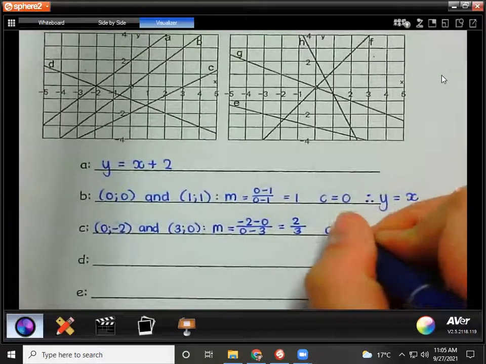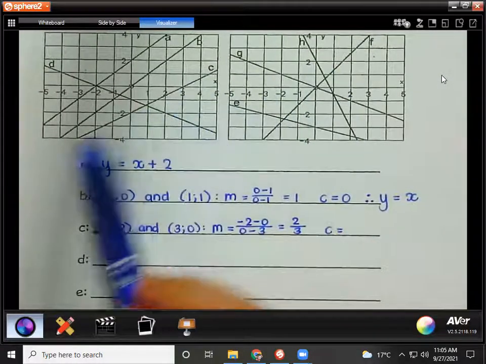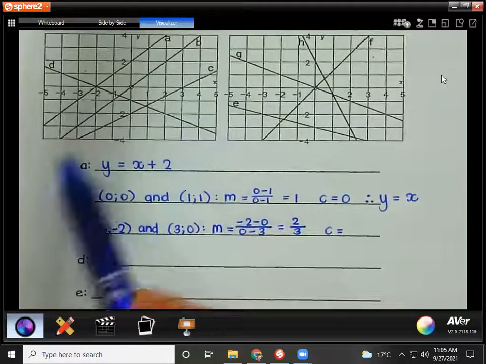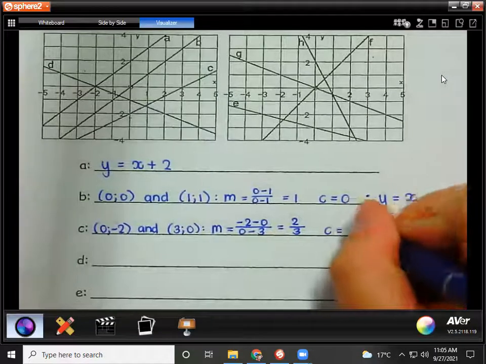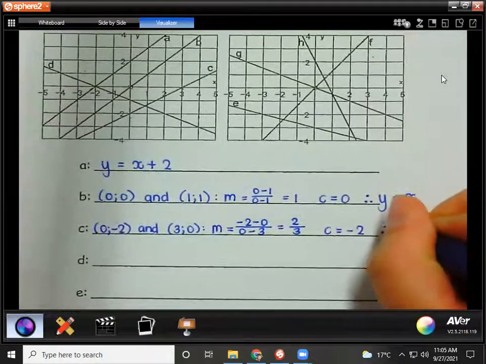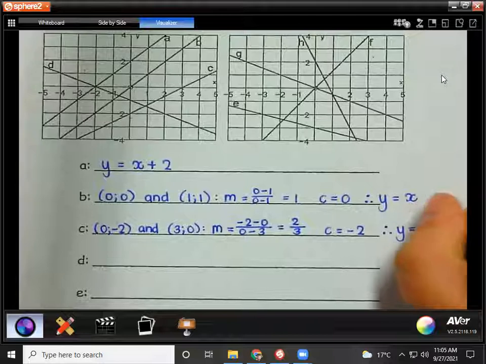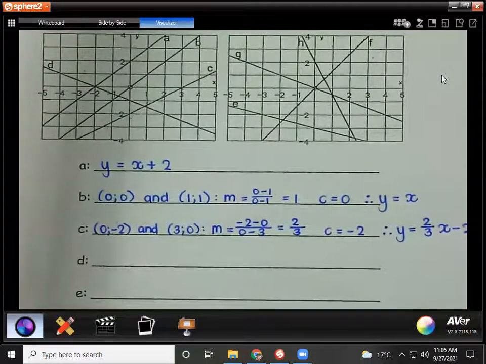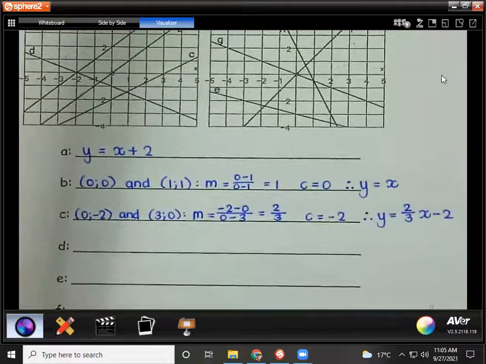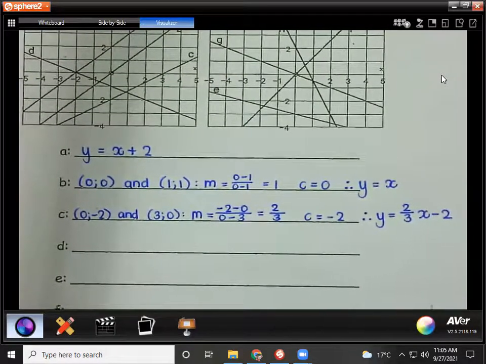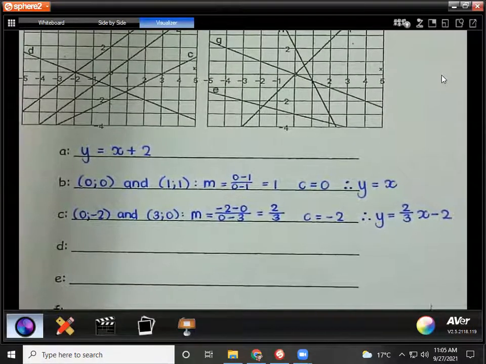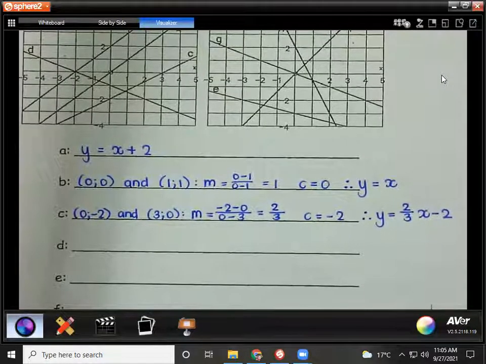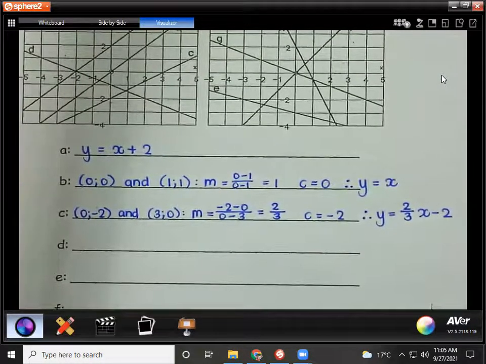And what is my C value? What is the y-intercept of this line? Negative 2. Do we notice that? That is where the line goes through the y-axis at negative 2. So C is equal to negative 2. So the equation here is y equals 2 over 3x minus 2. And guys, another thing, you have to write that y equals. Okay, it's not something that you can just leave out. You have to say y equals your gradient and an x and then your C value. Any questions on that one?